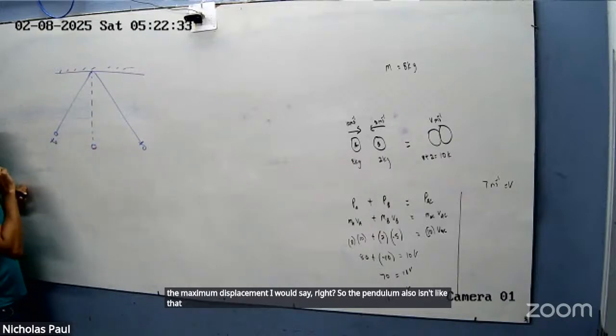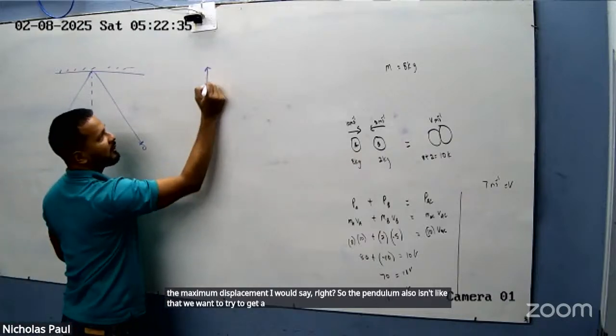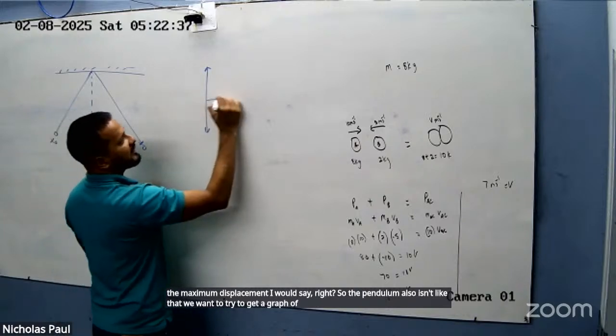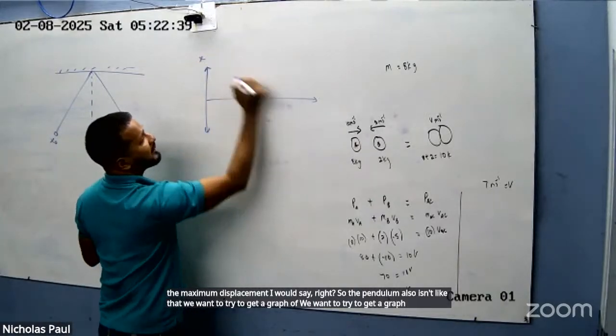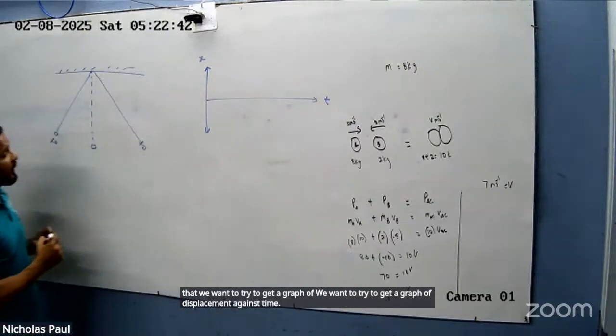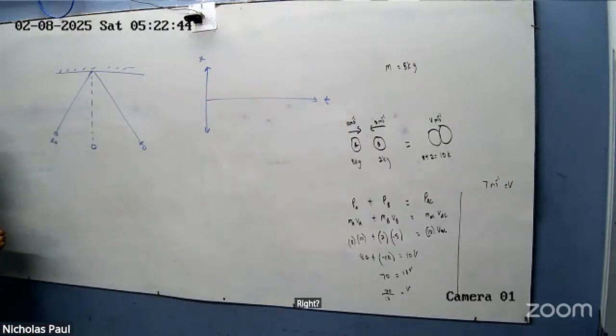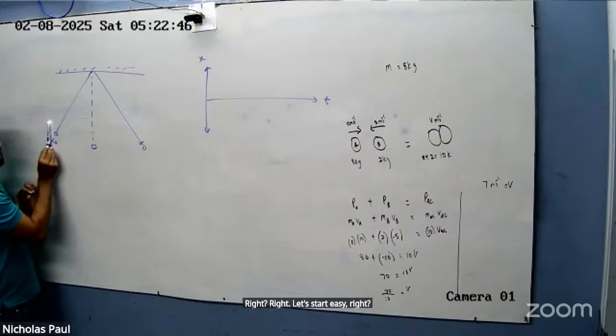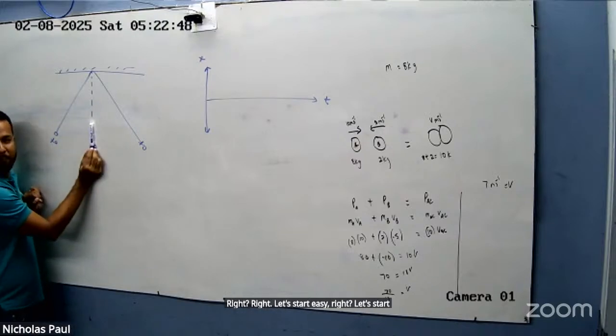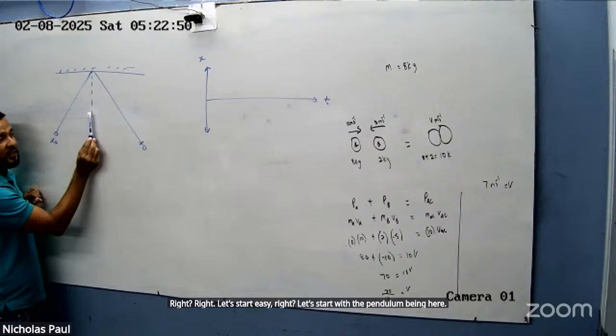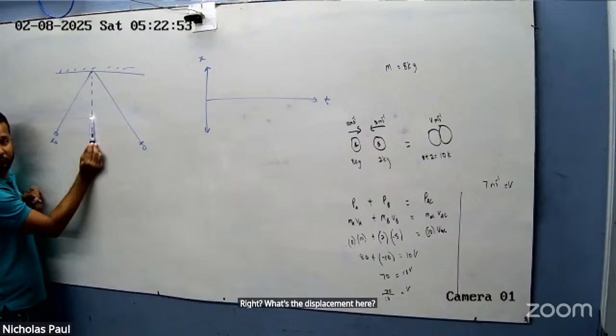We want to try to get a graph of displacement against time. Let's start easy. Let's start with the pendulum being here. What's the displacement here? 0. Correct?